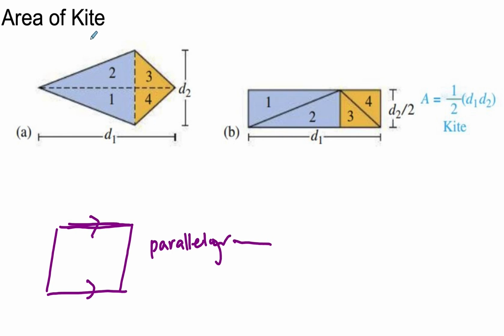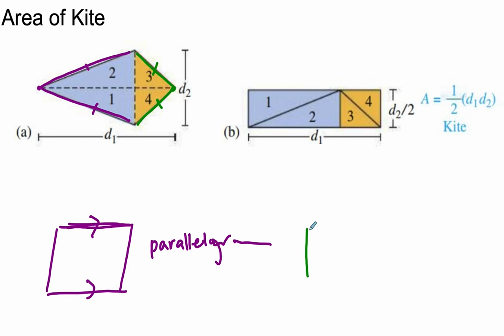Okay, but for a kite, not the opposite sides but adjacent sides, meaning they are connected. They share one vertex. So this side and that side are congruent. And this side and this side, they're adjacent at this point, right? They are congruent. Then we call this a kite.